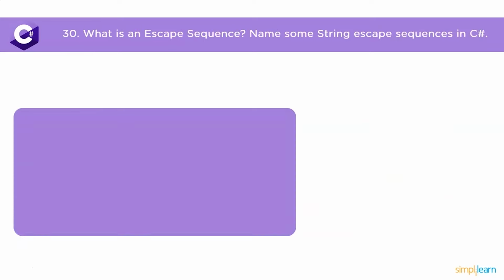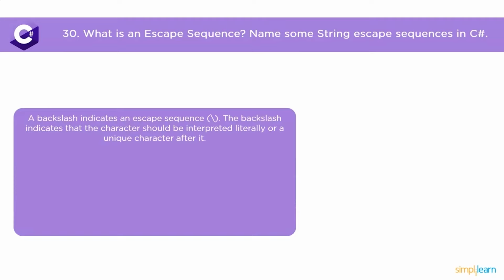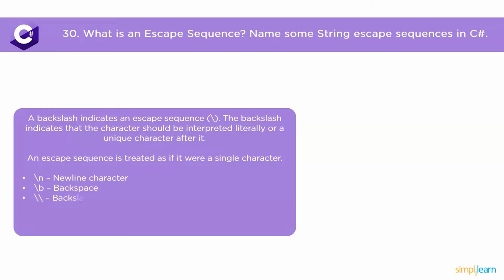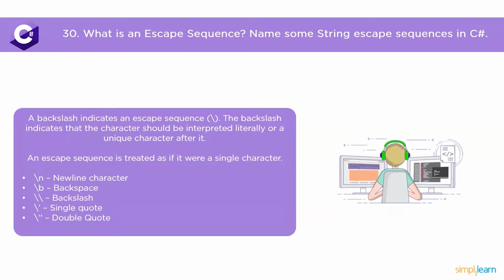Now the 30th question. What is an escape sequence? Name some string escape sequences in C#. In C#, a backslash indicates the escape sequence. The backslash indicates that the character should be interpreted literally or as special. An escape sequence is treated as if it were a single character. First, we have \n, which means new line character. Next, we have \b, which is used for backspace. Then we have two backslashes, which represent a backslash itself. After that, we have backslash single quote, and lastly, we have backslash double quote.